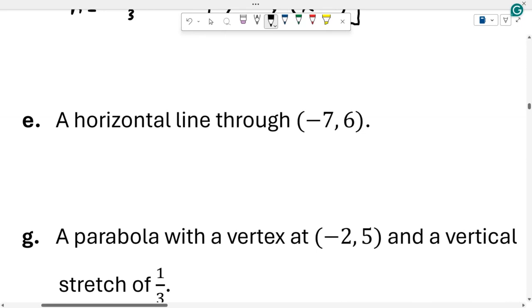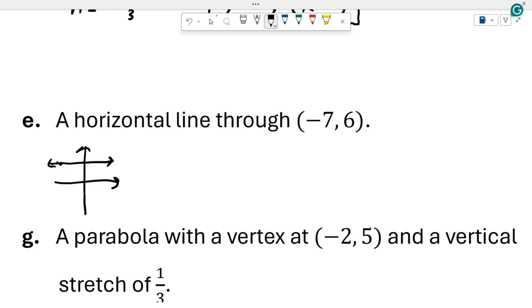All right, E. E wants the equation of a horizontal line through the point (-7, 6). I've seen students struggle with this, and I would encourage you, if you get tripped up by this, because the equation is going to end up being very simple, but you have to understand how to get it. If you do a quick sketch, either in your head or off to the side, (-7, 6) is right there, and it's a horizontal line. So I want the equation of this line that goes through that point.